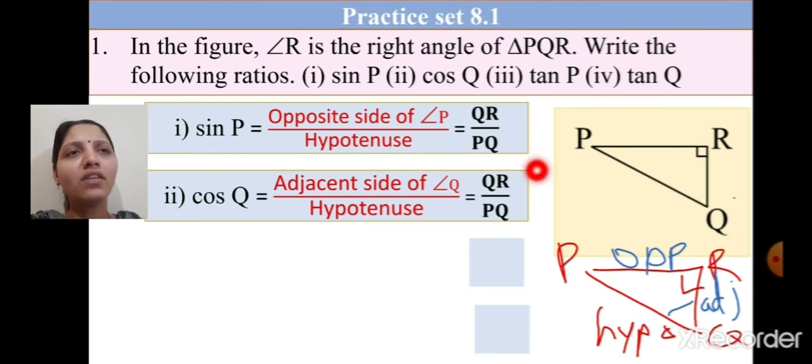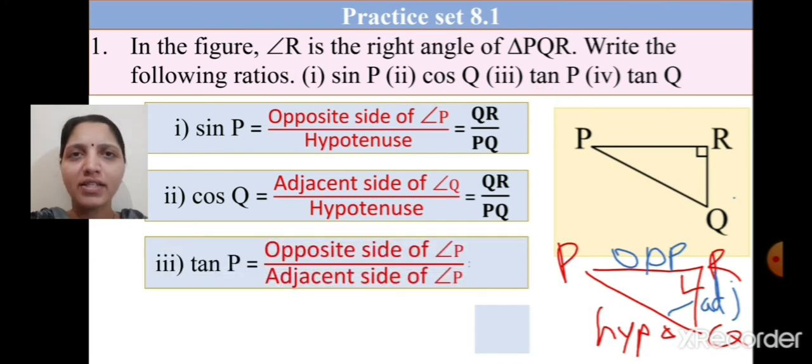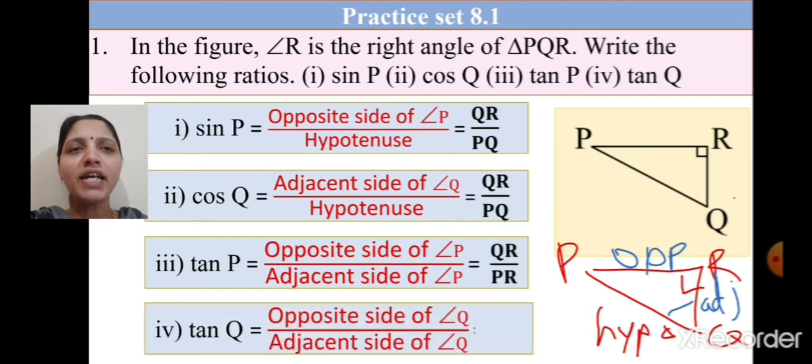Now let's find third ratio, that is tan P. Tan P, what is the formula? Yes, opposite side of angle P upon adjacent side of angle P. Now what is the opposite side of angle P? It is QR, and adjacent side is PR. So your ratio is QR upon PR. Now we have to find tan Q. Again you have to write the formula, opposite side of angle Q upon adjacent side of angle Q. Now opposite side of angle Q is PR upon QR. Okay, so that way you have to solve this type of sums.